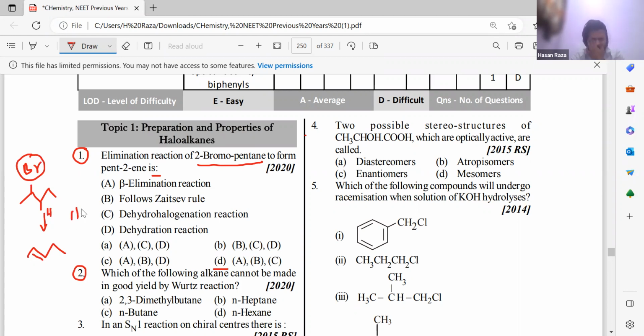As you can see, you are removing HBr. That's why it is a dehydrohalogenation reaction. That's confirmed. And the hydrogen is removed from the beta position, so it is also a beta elimination reaction, and it follows Zaitsev's rule. You know that this is more stable because alongside this double bond, more alkyl groups are there. That's why it follows Zaitsev's rule. And this is not true: dehydration, that means removal of H2O, is not taking place. That's why the answer is D.